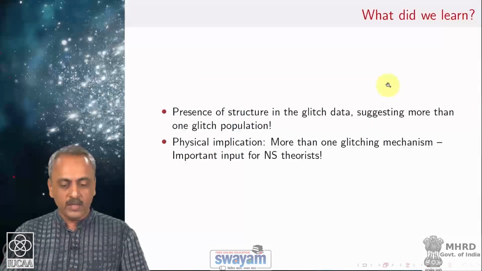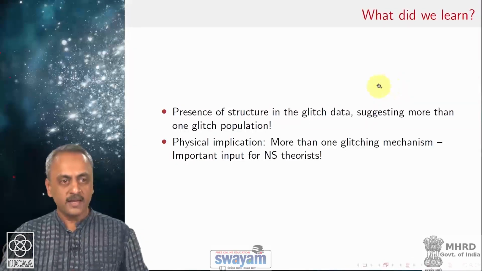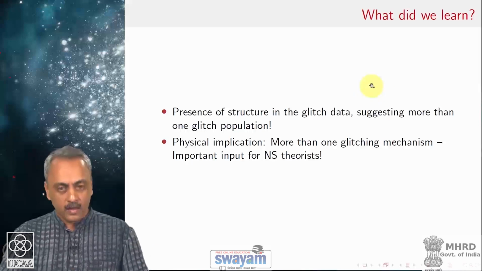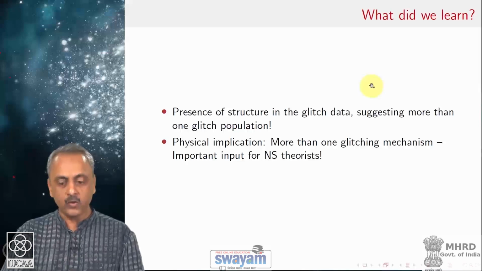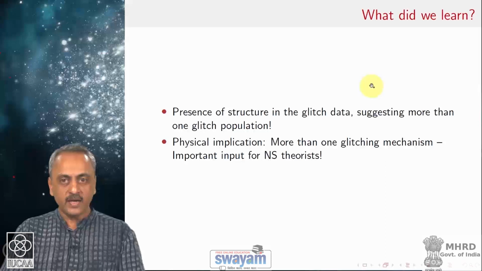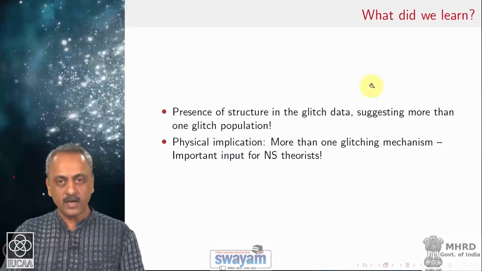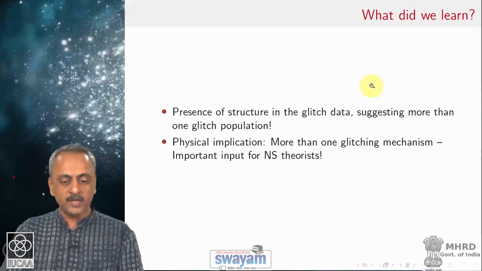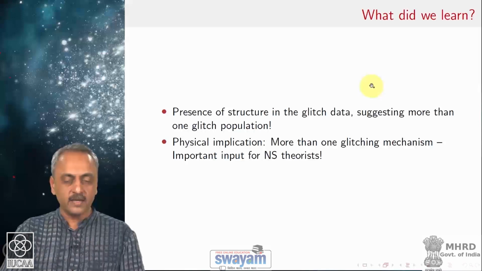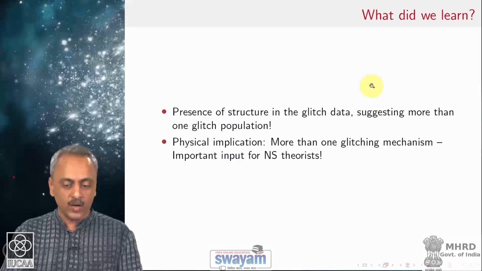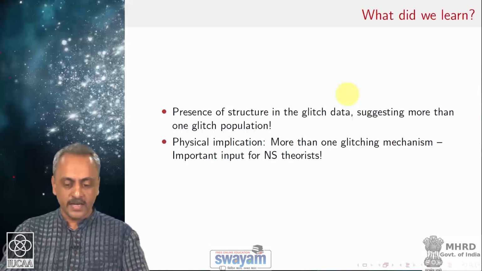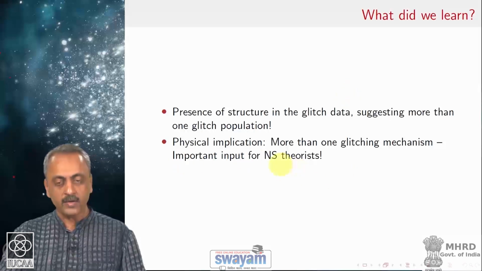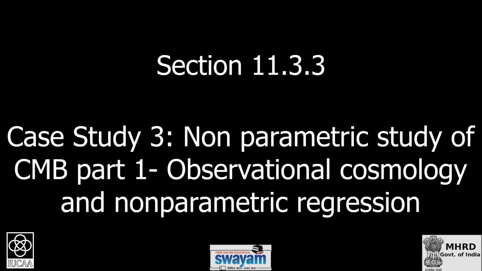I think over the years, getting greater data, observing a lot more number of glitches will help resolve this issue. But even at the current size of the data, current number of glitches observed, it does suggest that there could be more than one possible physical mechanism involved in the glitching events, and this is certainly an important input for neutron star theorists from a fundamental physics point of view.